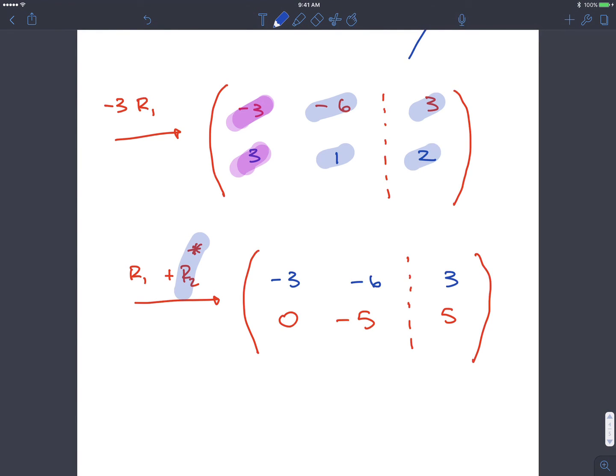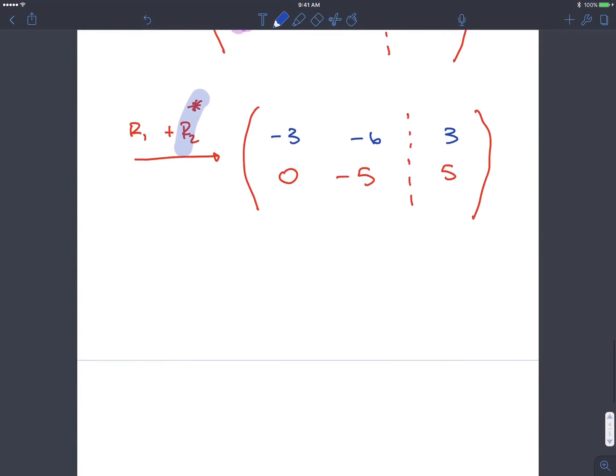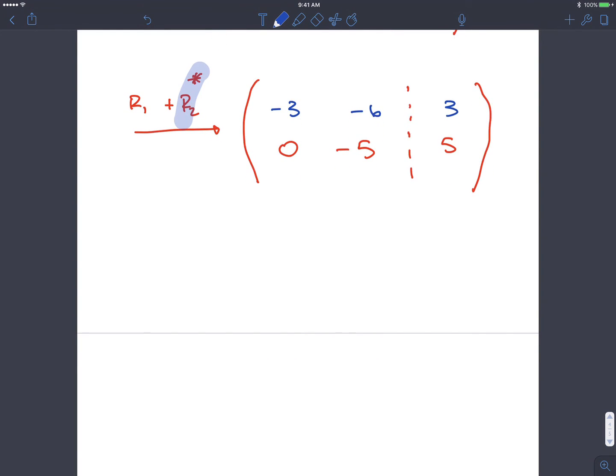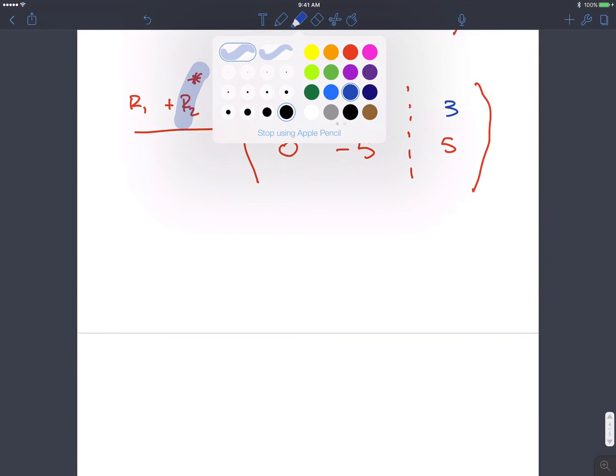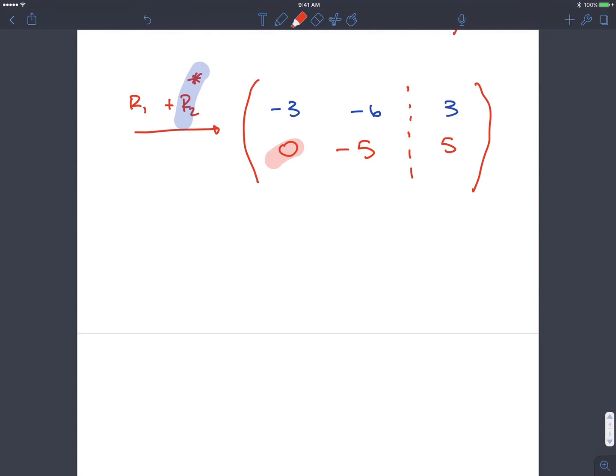Now, here's what we want to notice here. What you get here is a matrix where that entry, that lower left corner entry, row 2, column 1, is 0. This is in row echelon form. So we rewrote this matrix into row echelon form.